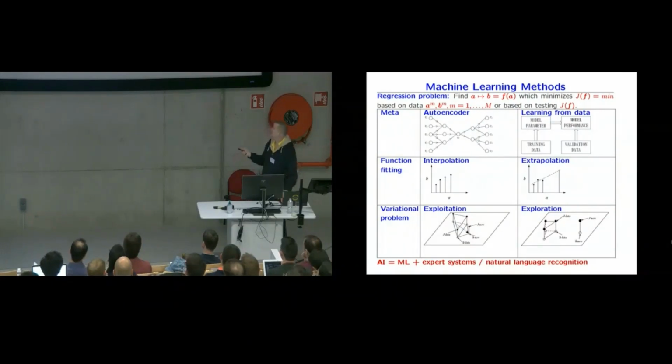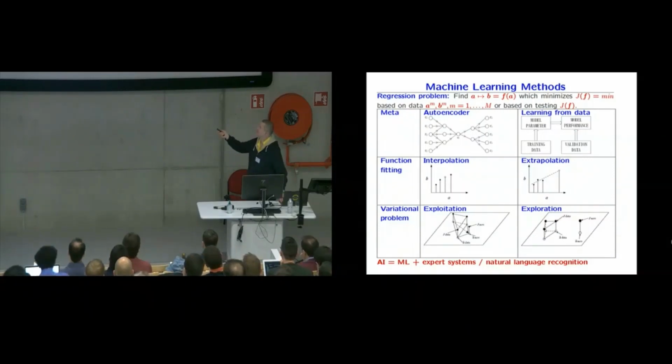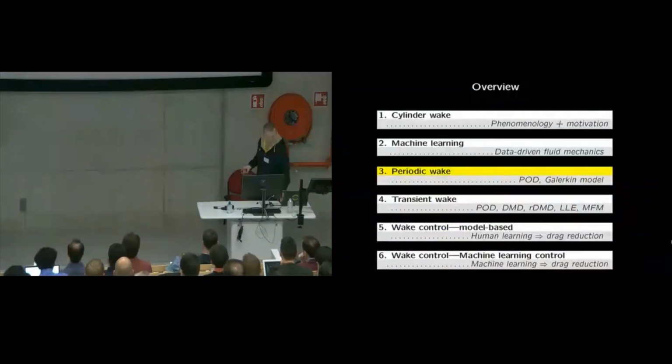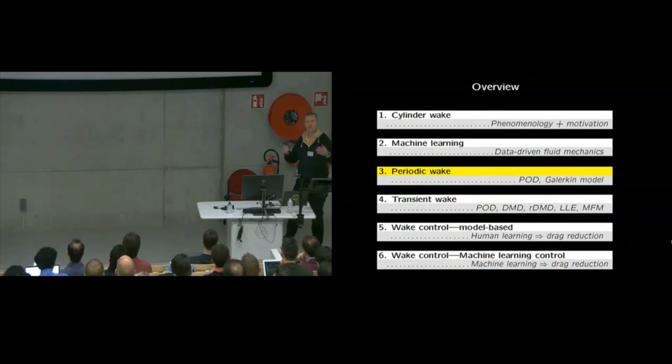Low-dimensional representations are autoencoders. And there's one part which you learn in machine learning, namely how to avoid overfitting. So how to use validation data and training data wisely. So this gives you an idea about what machine learning is and how it could be used in fluid mechanics.